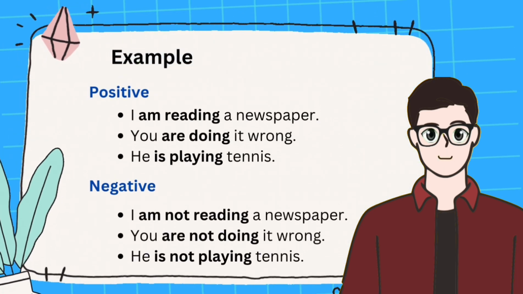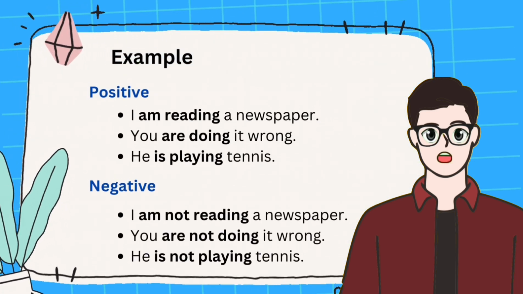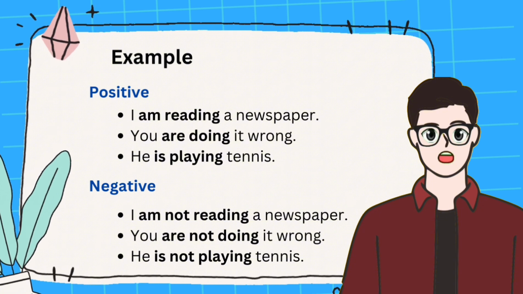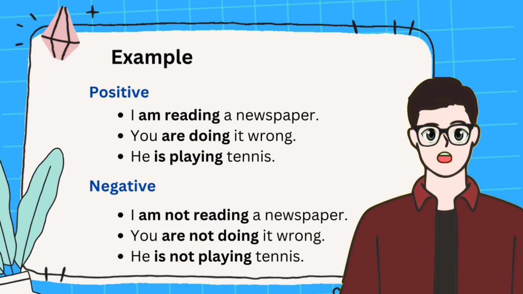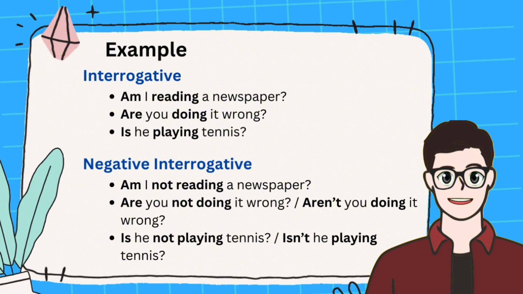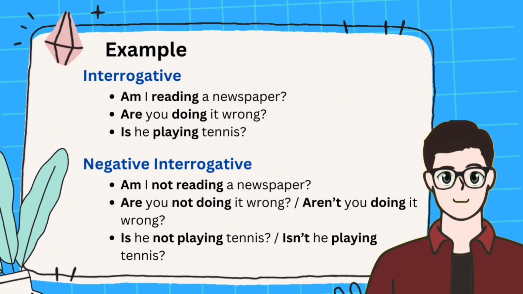Let's take a look at some examples I have here. For the positive: I am reading a newspaper. You are doing it wrong. He is playing tennis. For the negative: I am not reading a newspaper. You are not doing it wrong. He is not playing tennis. For the interrogative: am I reading a newspaper? Are you doing it wrong? Is he playing tennis?